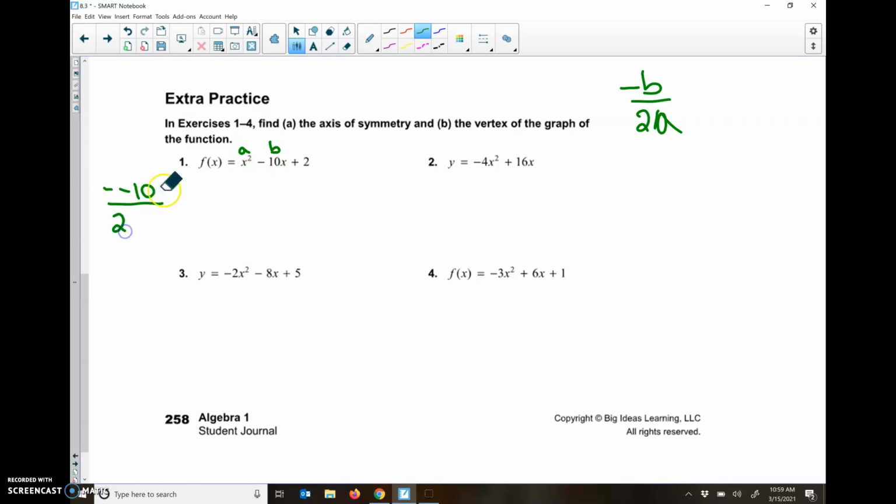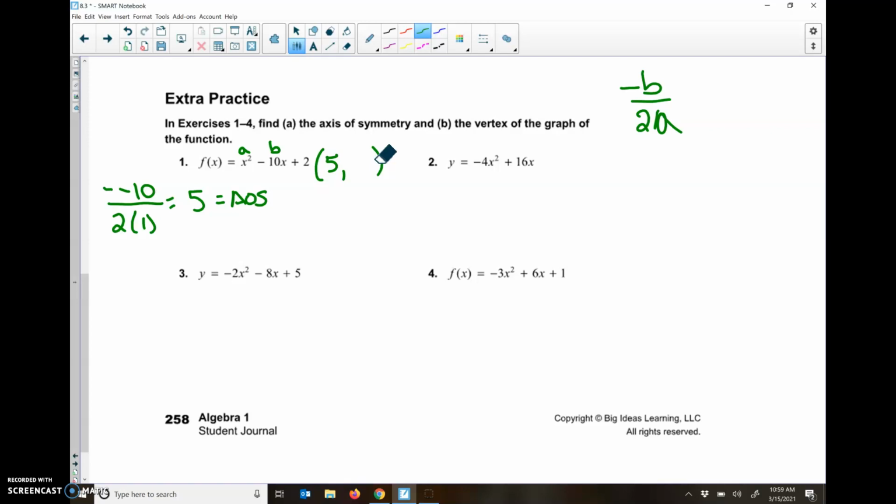And then over 2 times a, and the number in front, kind of tricky here because it's just an x squared, so that's really just a 1. So negative 10 really turns into a positive 10. 2 times 1 is 2, so positive 10 divided by 2 is 5. So 5 is my axis of symmetry, aka my x point in my vertex.